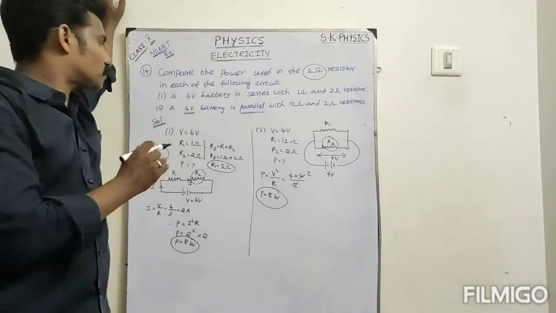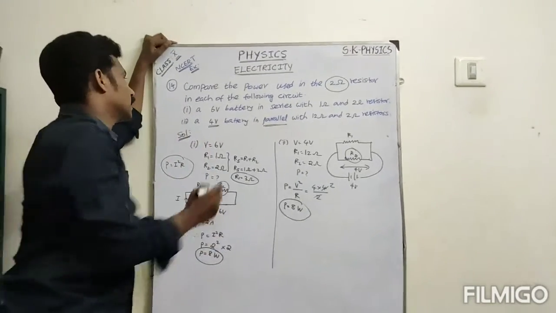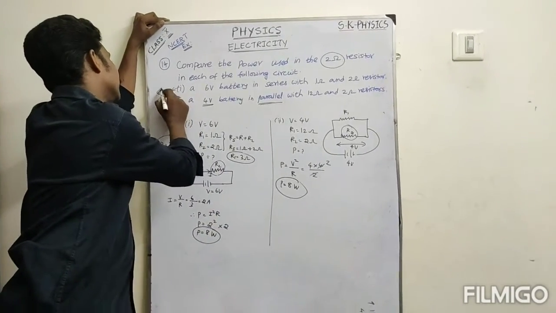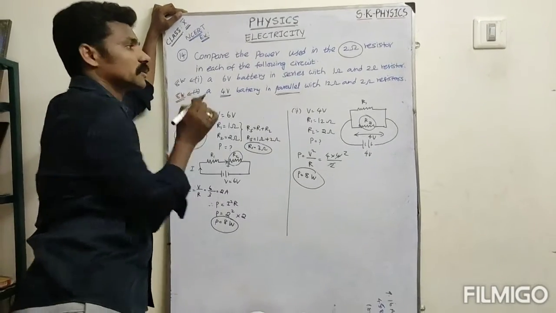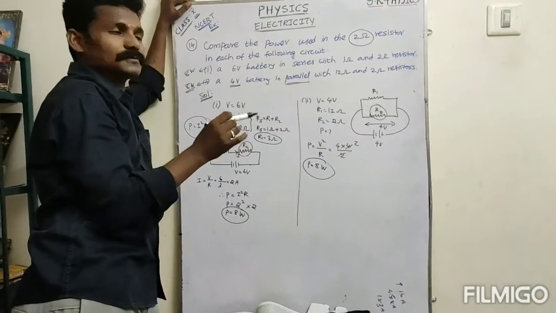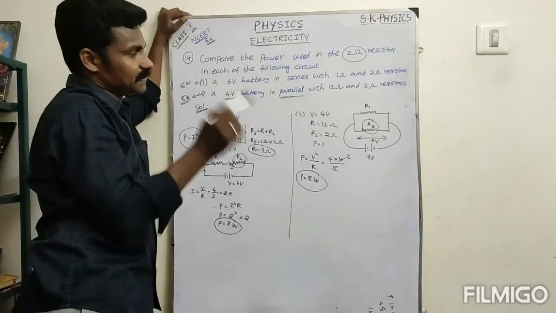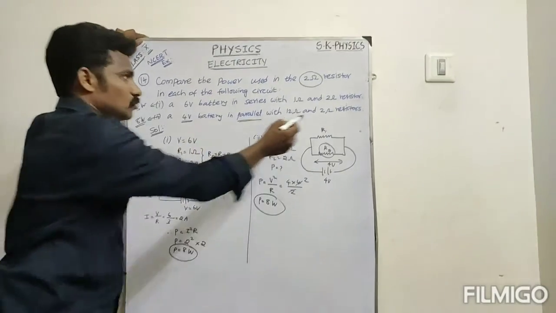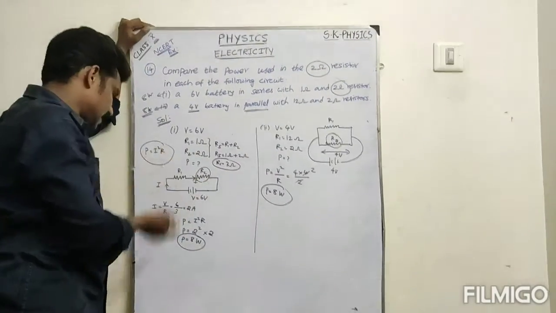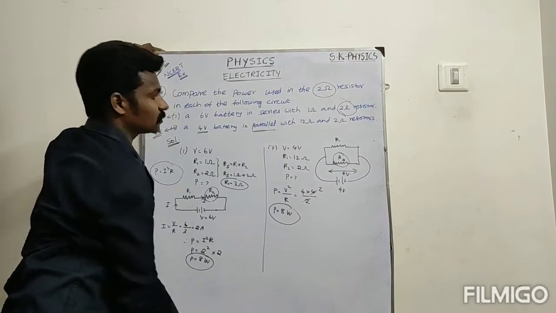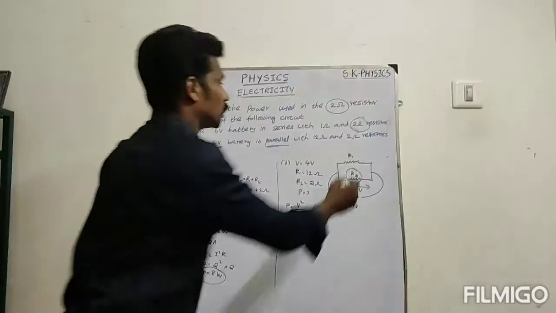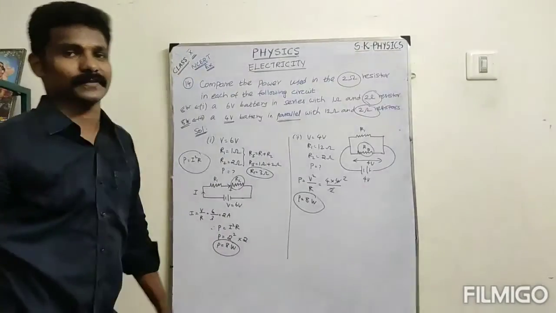If you observe both questions, here the power value is 8 watt, and in the second question also the power value is 8 watt. So the power dissipated by the 2 ohm resistor in the first case is 8 watt. Likewise, in the second case also 8 watt. So I hope you understand this question. Okay, thank you.